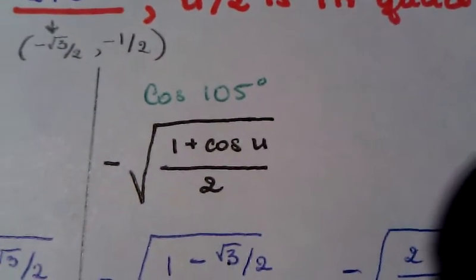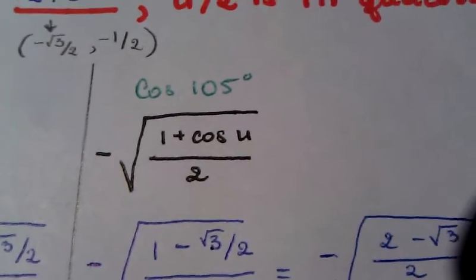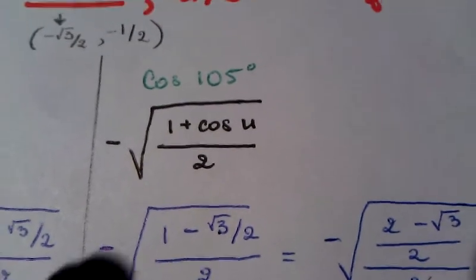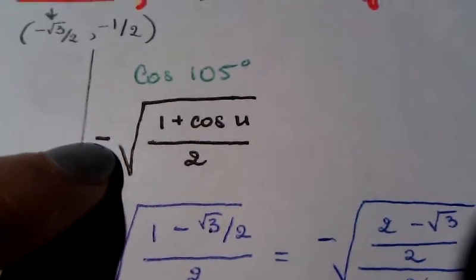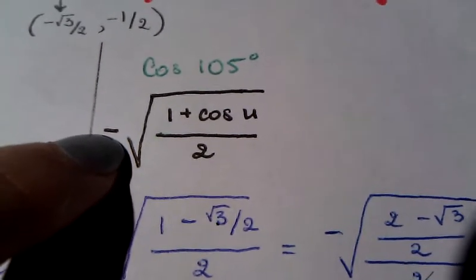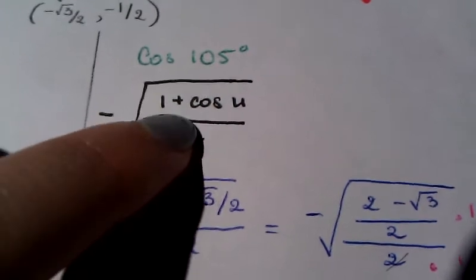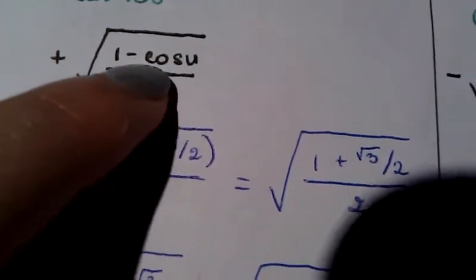Next, we find cosine of 105 degrees, which is really similar to sine 105 degrees, except we have the negative sign in front of the radical due to quadrant 2, and we have 1 plus cosine u, but for sine we get 1 minus cosine u.